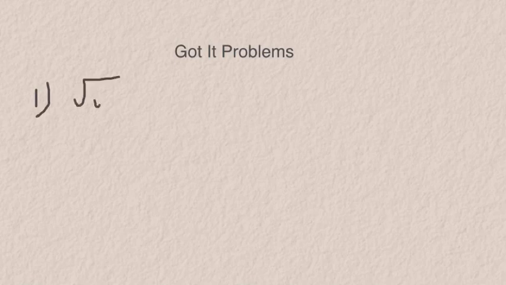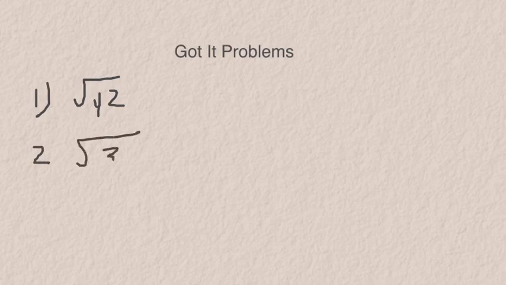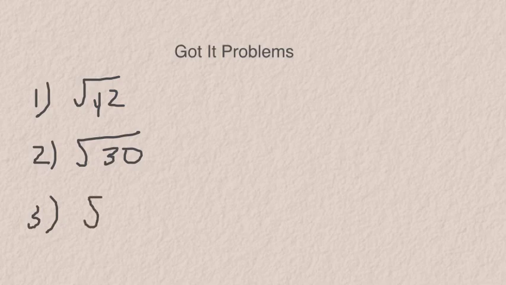Okay, you're going to go ahead and do your 3 got it problems. They are on the back of your notes. The first one is find the square root of 12. The second one is find the square root of 30. And the third one is find the square root of 44. You can use any of the 3 methods that we talked about in the video and bring those back to school tomorrow so we can check them. Okay, good luck. Have fun.